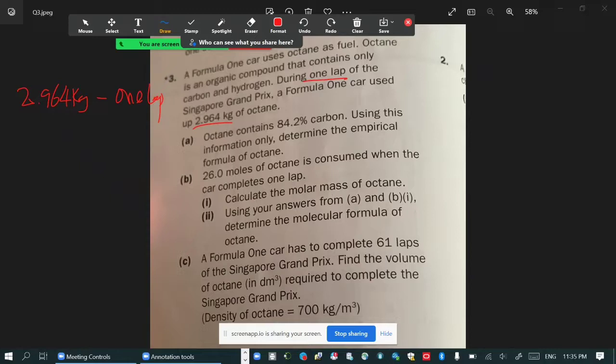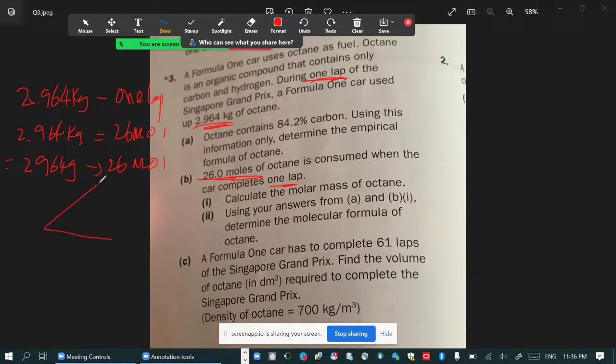And you should also know that this 2.964 kilogram of octane is actually 26 mole, because of this one lap. So 2.964 kilogram of octane is 26 mole. 2.964 kilogram is 2964 gram, which is actually 26 mole.